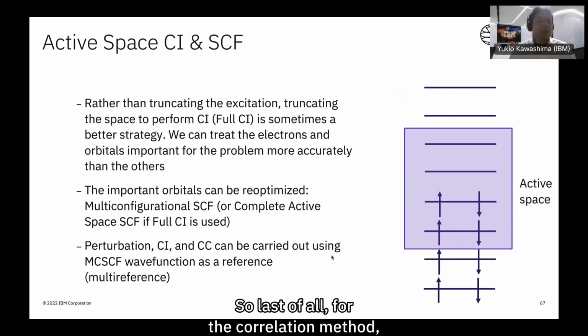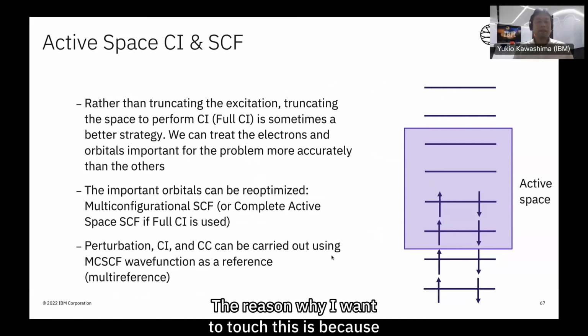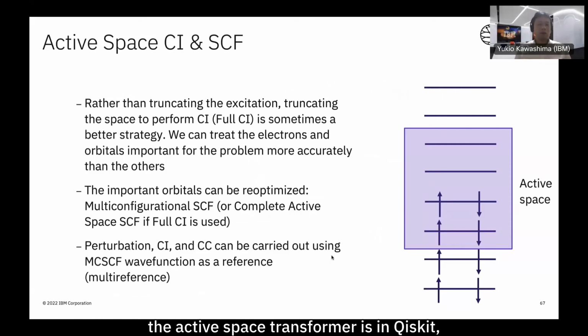So last of all, for the correlation methods, I just want to touch on active space, CI, and CC. The reason why I want to touch on this is because the active space transformer is in Qiskit, and I think you may have had an experience considering using the active space. That's the reason why I want to explain the concept of active space.